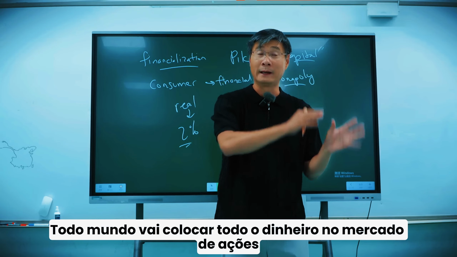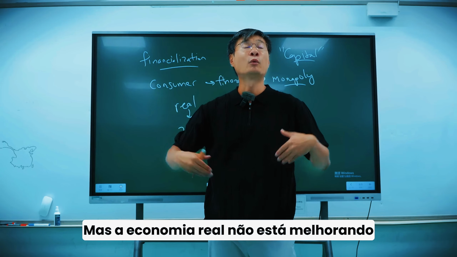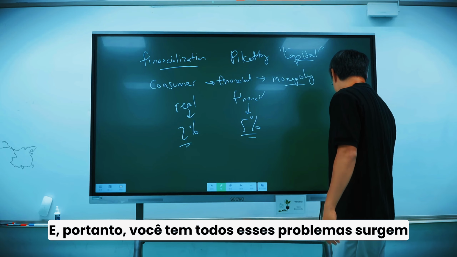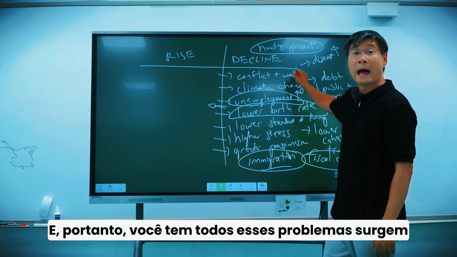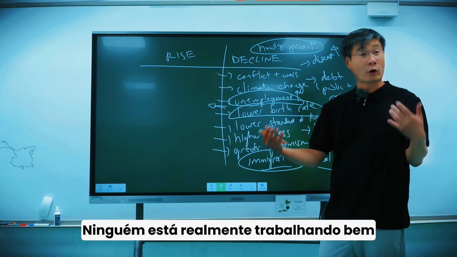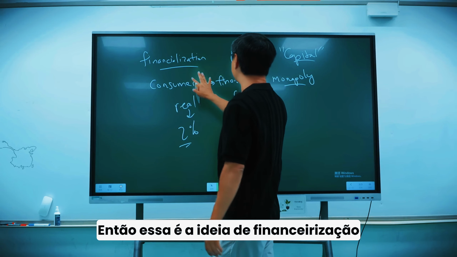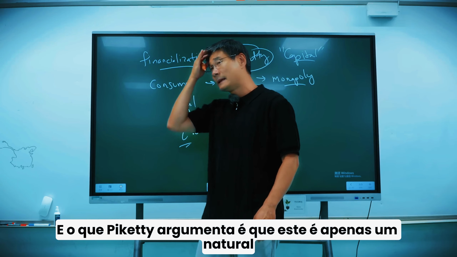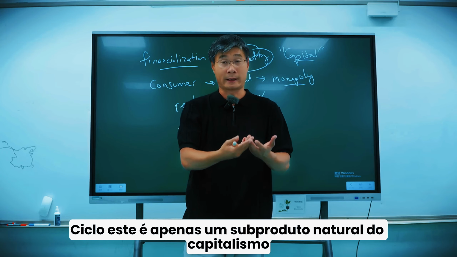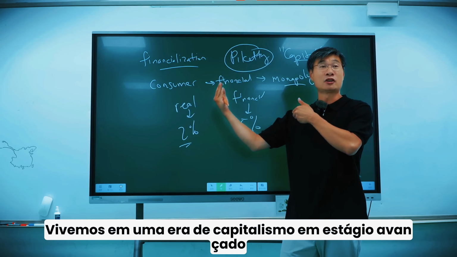So everyone's going to put all the money in the stock market, which allows for the stock market to increase. But the real economy is not improving. And therefore, you have all these issues arise. Greater unemployment, greater debt. No one's really working. Okay? So that's the idea of financialization. And what Piketty argues is that this is just a natural cycle. This is just a natural byproduct of capitalism. We live in an age of late stage capitalism.